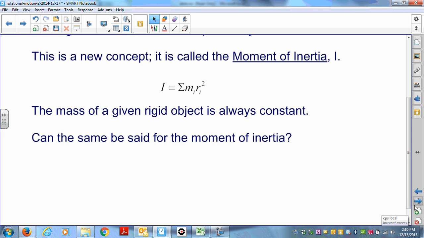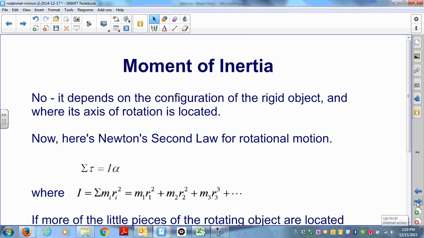Can the same be said for the moment of inertia? No. The moment of inertia depends on the configuration of the rigid body, as you found out from the lab. Its axis of rotation location also will determine what the moment of inertia will be. So here's Newton's second law for rotational motion.